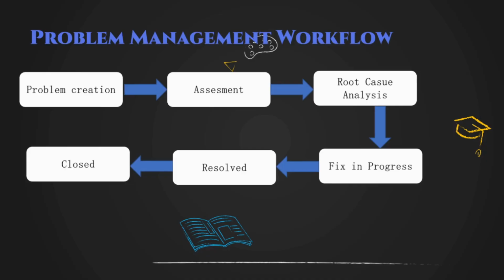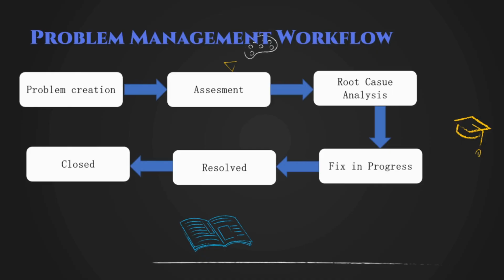So that is something they do under this root cause analysis stage. Now, when we say fix in progress, it means they have identified the fix and now they are deploying that fix in the production environment, either via change or any other deployment. So fix in progress, and finally the problem gets resolved and then closed.